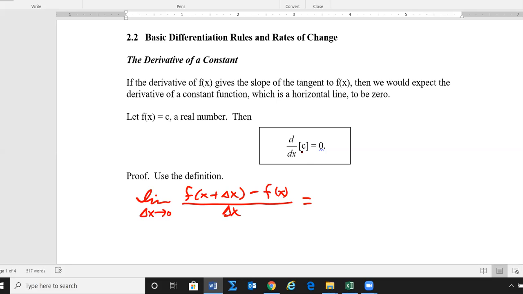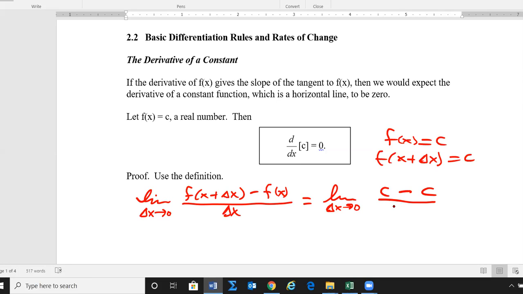Okay, for our function, it's a constant function, so we have f of x. In this case, our f of x is actually a c. So f of x plus delta x is also a c. So we have c minus c over delta x. Well, that's just 0. We never even get to finding the limit, in the sense that we have this already, which is 0. So that's our first result. The derivative of the constant function is 0.